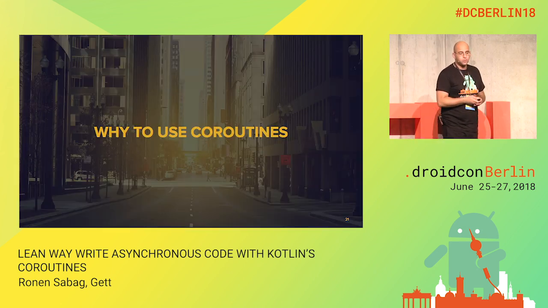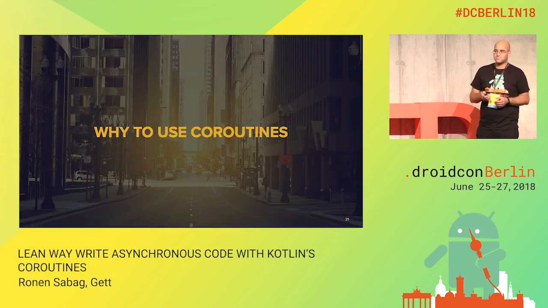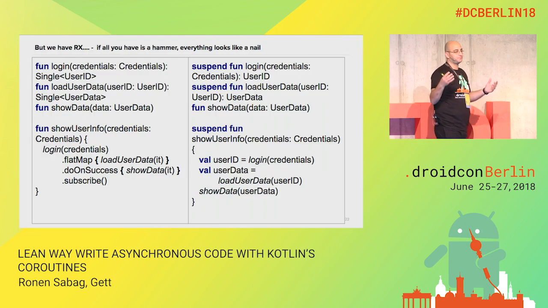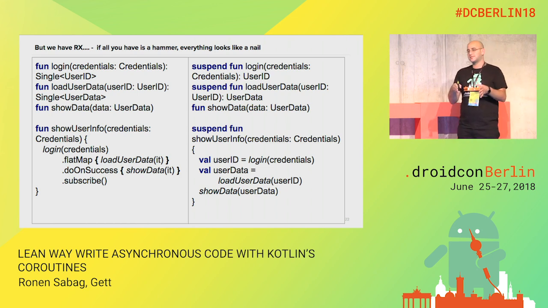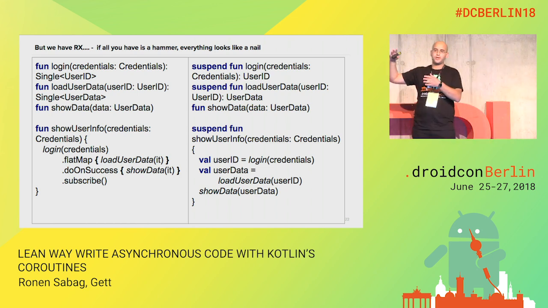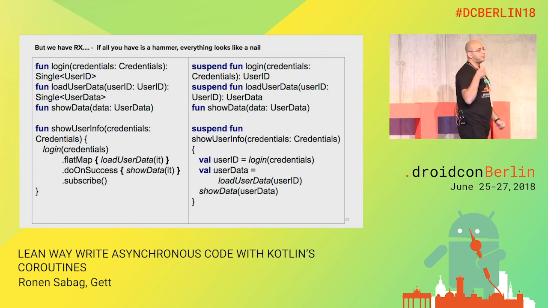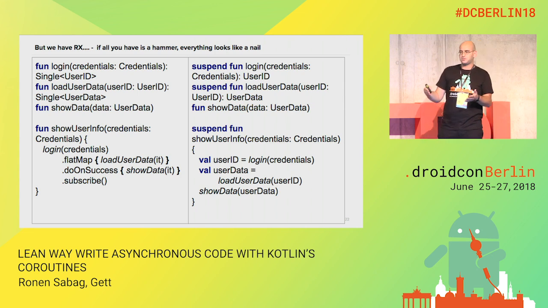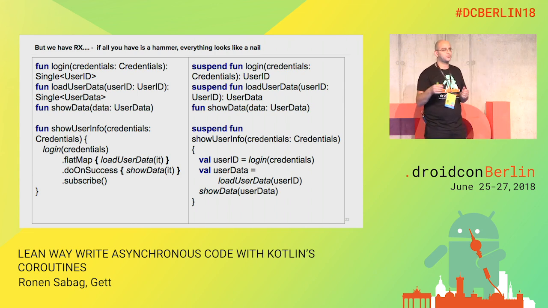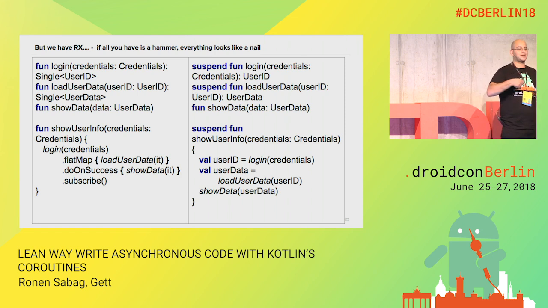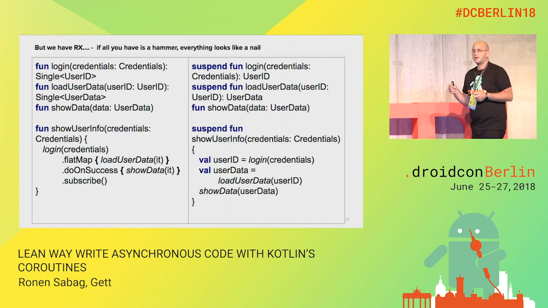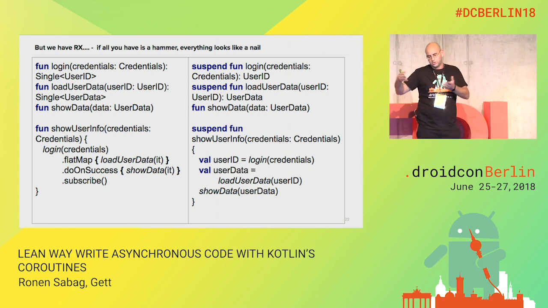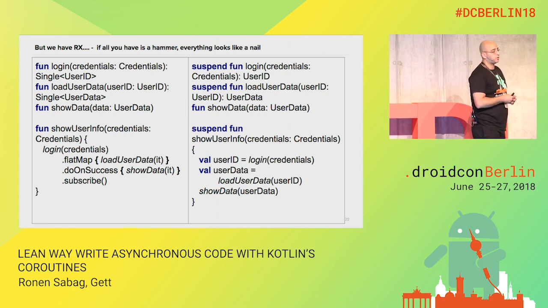All right, so why coroutines? And especially why coroutines when we have other libraries like RxJava? This example is not mine. I took it from some JetBrains slides, but it really makes the point that I want to make clear. We have two pieces of code that we need to write, both doing the same job. We have a user, we're going to get some credentials and do login. After the login, we're going to get a user ID. And with the user ID, we're going to load some user data and show it.